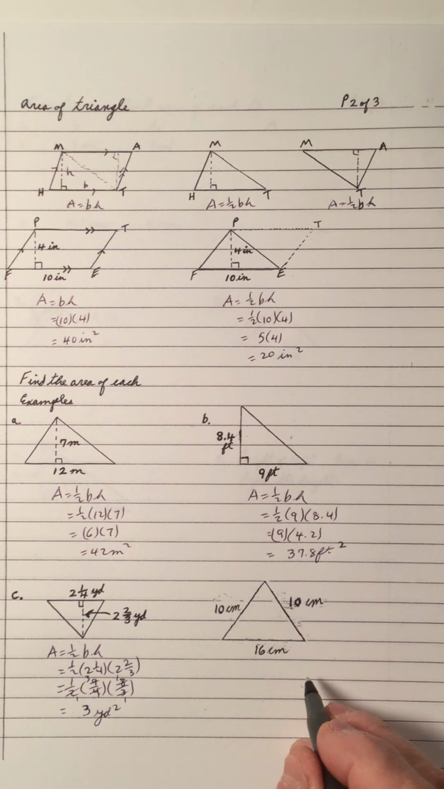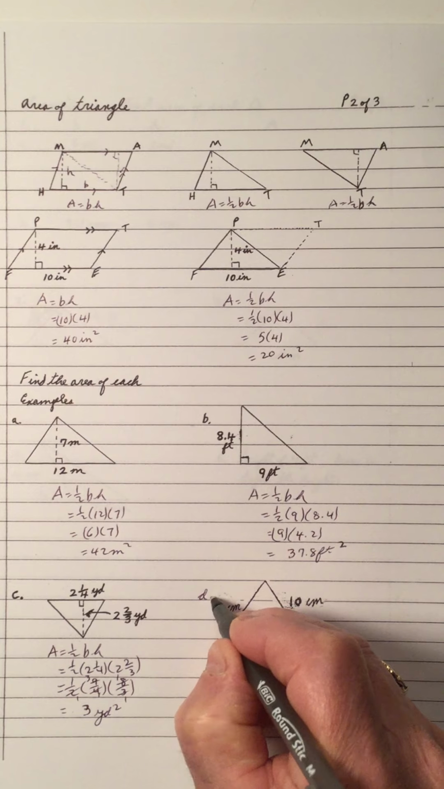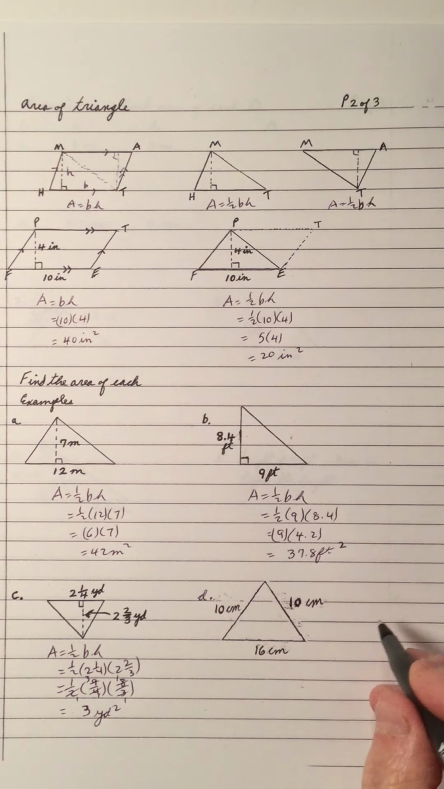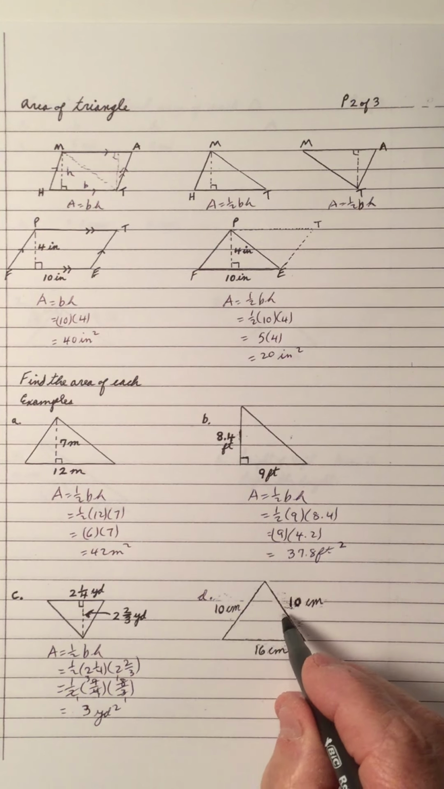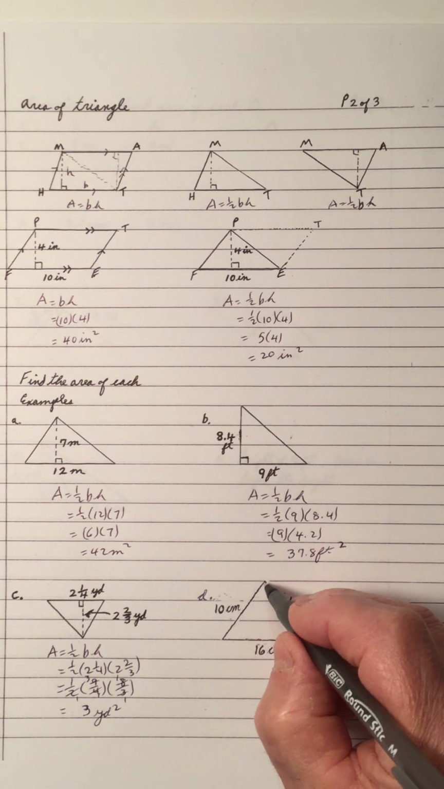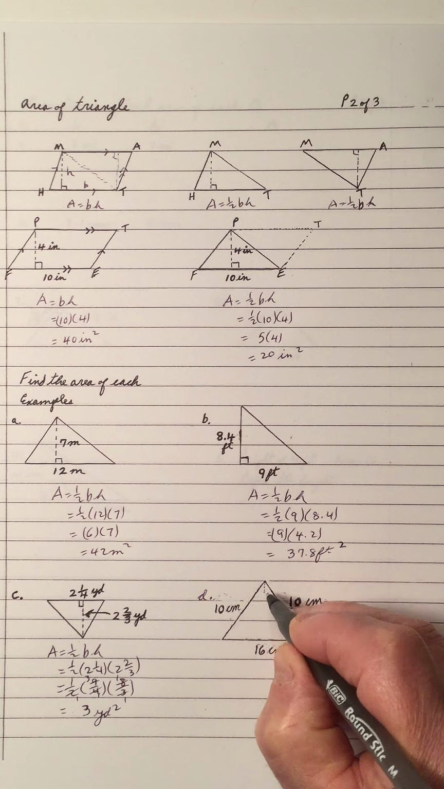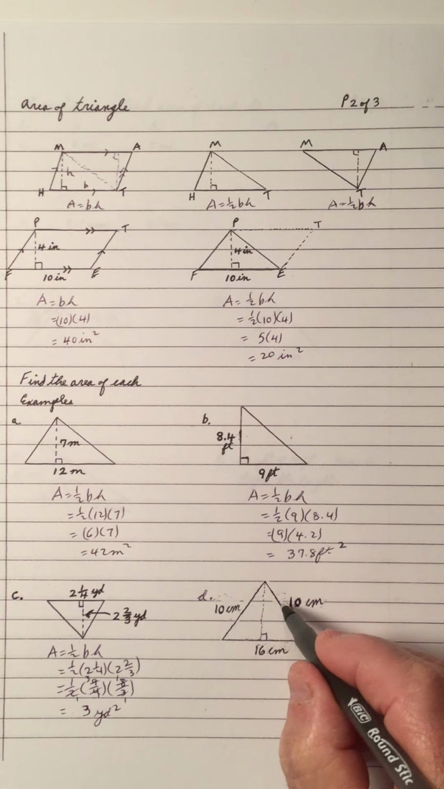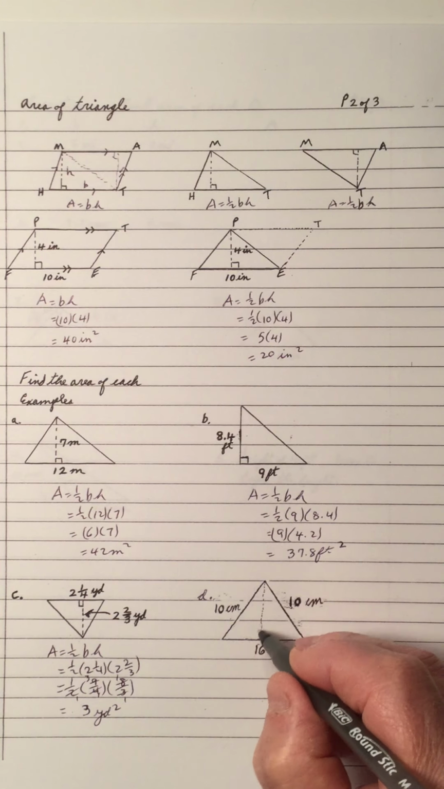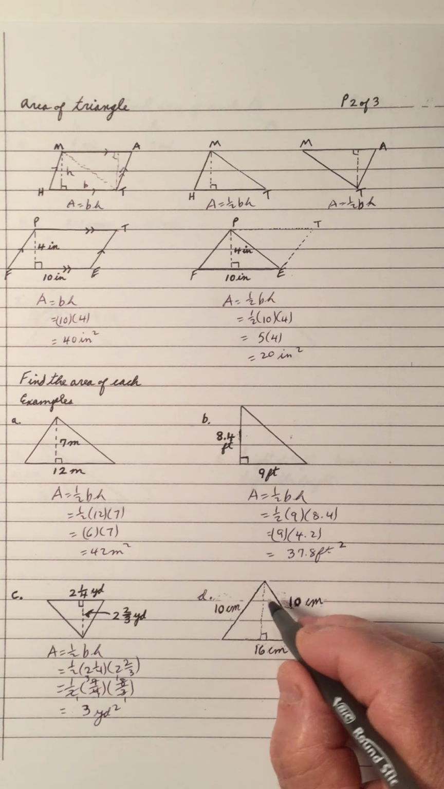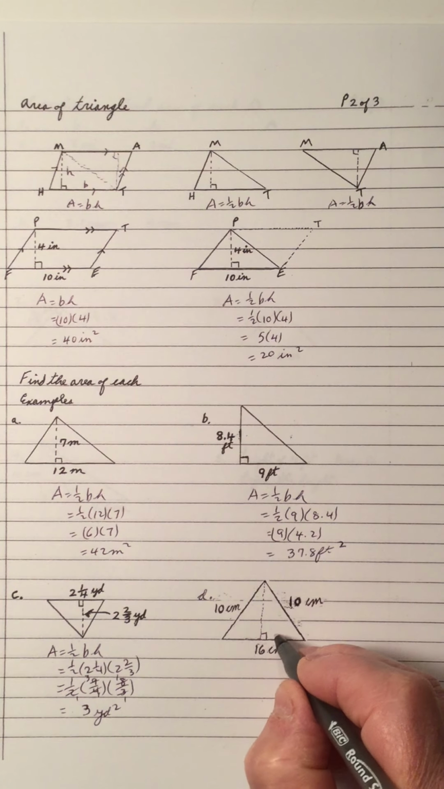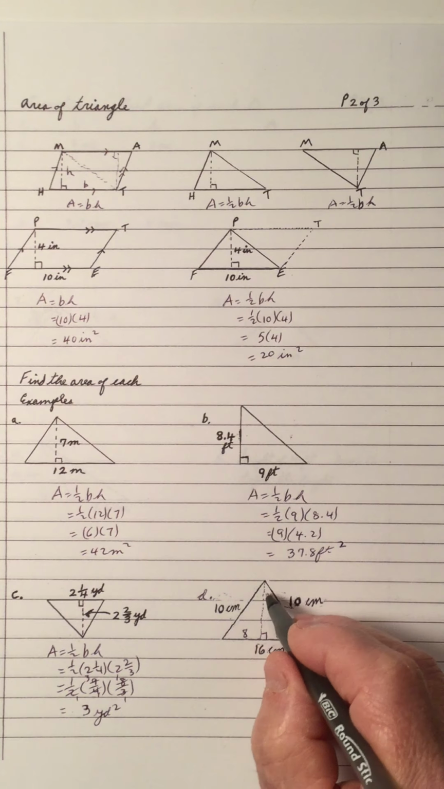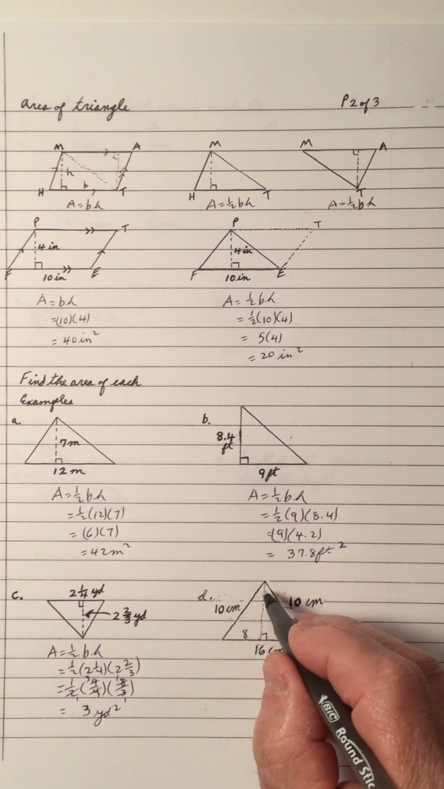Now, this one is a little bit different. Let's label it, let's call it D. And you say, how am I going to find the area of this triangle when I don't have a height? Well, since this is an isosceles triangle with two sides equal, if you drop a perpendicular from the apex angle, perpendicular to the base, straight down, that forms two congruent triangles. That means that this altitude splits the base into two equal pieces of 8 and 8.